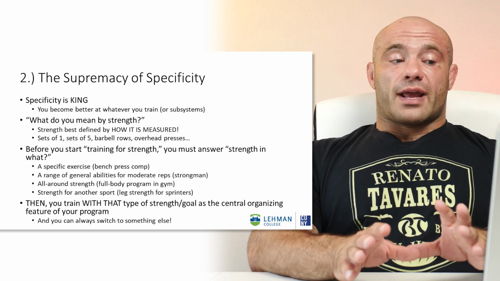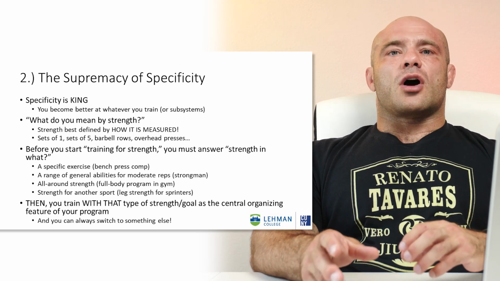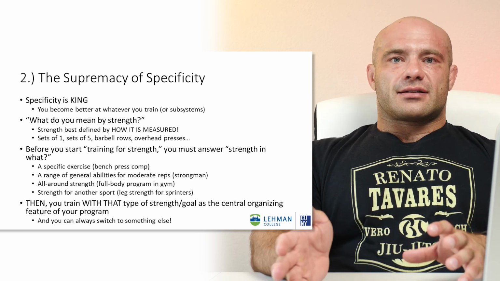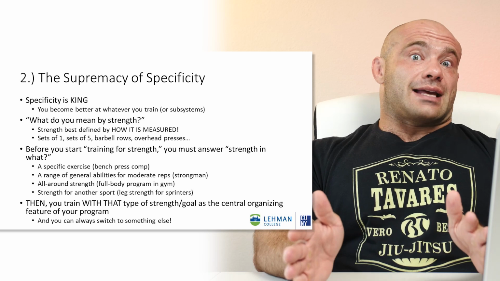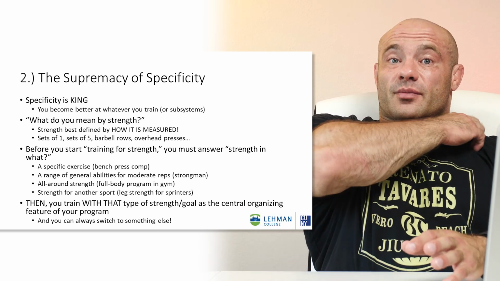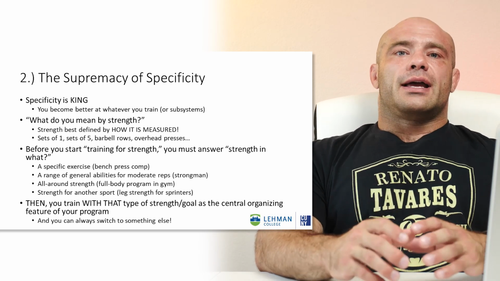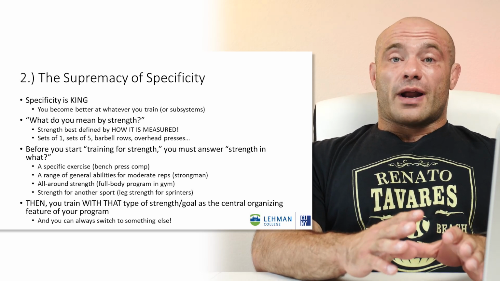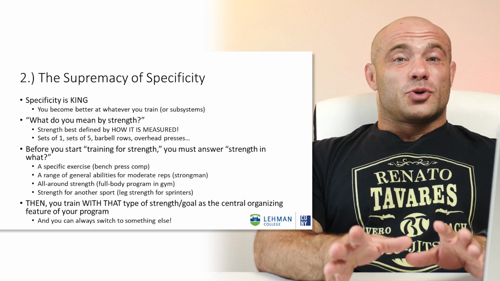You could train for a range of general abilities for moderate reps. Strongmen are the best in the world at this. If you've got sets of 5 to 10 to do in any exercise in the gym, the strongman's going to beat everyone else at it. Because their events are rather unpredictable and they have to be strong all over, and they're often moderate repetition events. You could train for all-around strength, and this is super, super common.